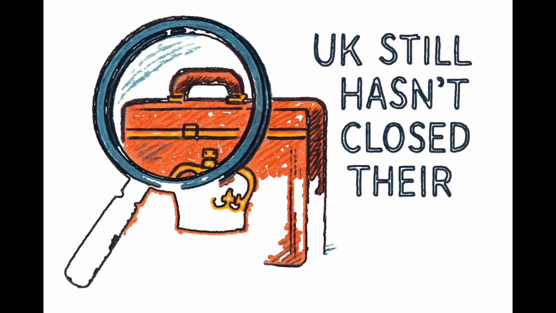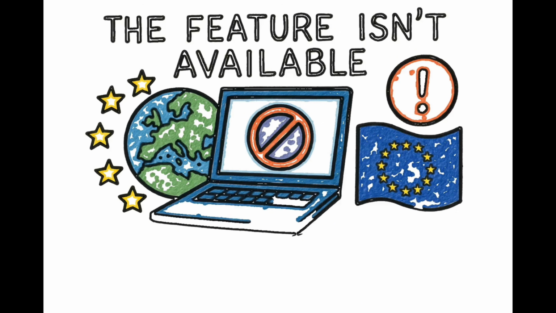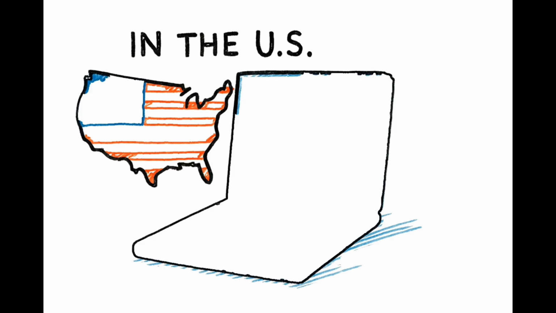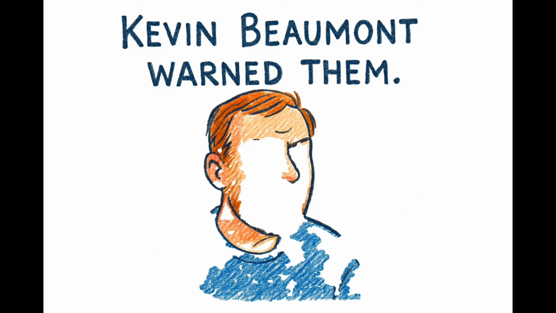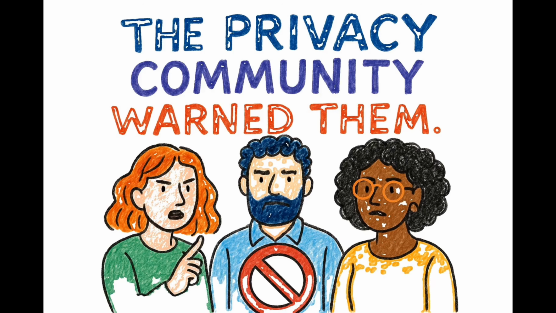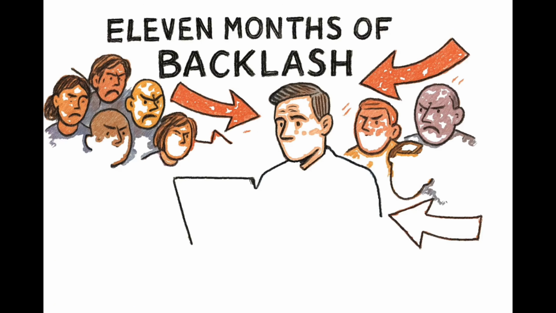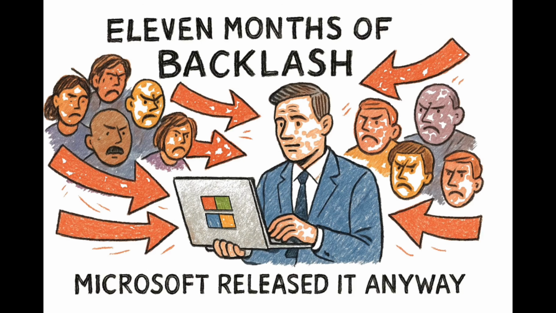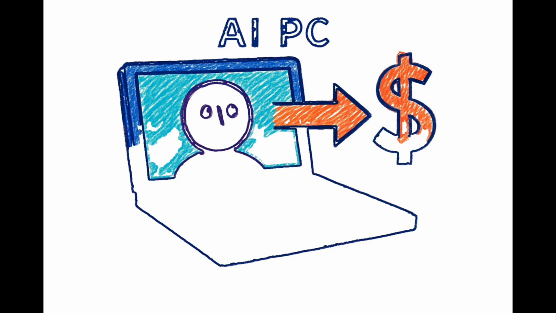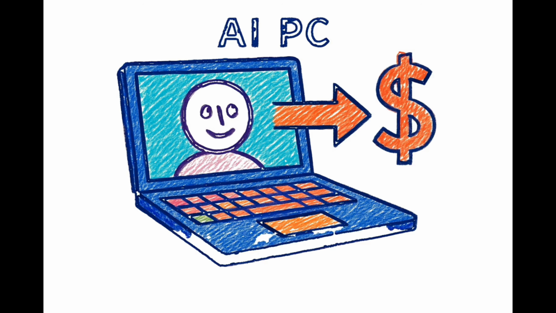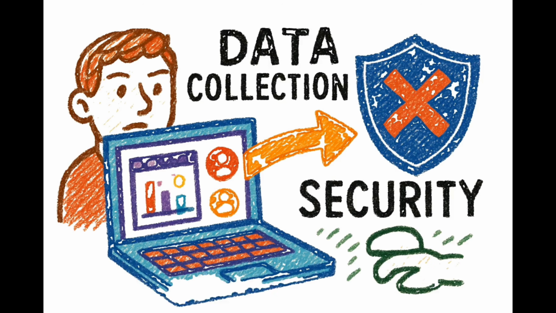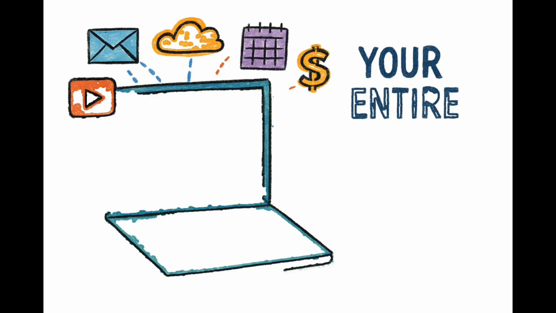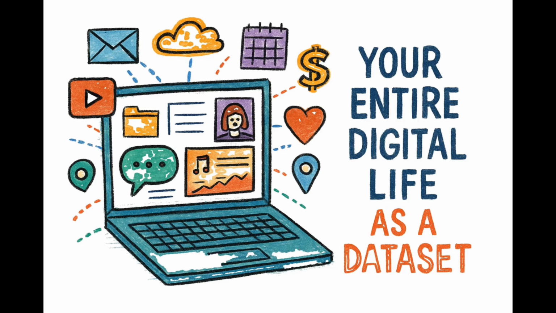The UK still hasn't closed their investigation. The feature isn't available in Europe because of regulatory concerns, but in the US, it's live right now on millions of PCs. Kevin Beaumont warned them. The privacy community warned them. 11 months of backlash. Microsoft released it anyway. Because the business model of AI PCs depends on features like this. Features that prioritize data collection over user security. Features that treat your entire digital life as a data set.